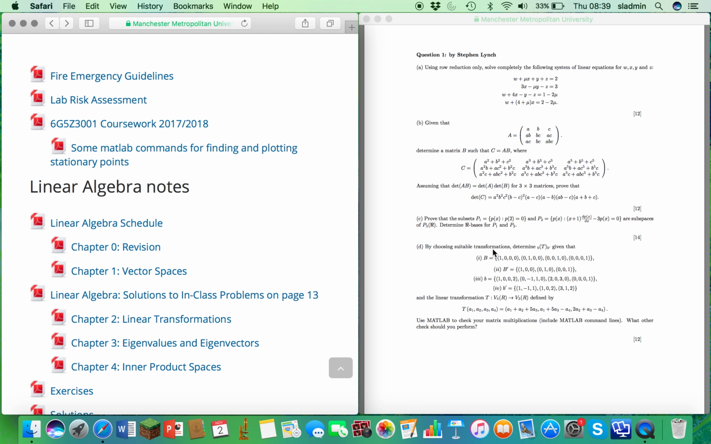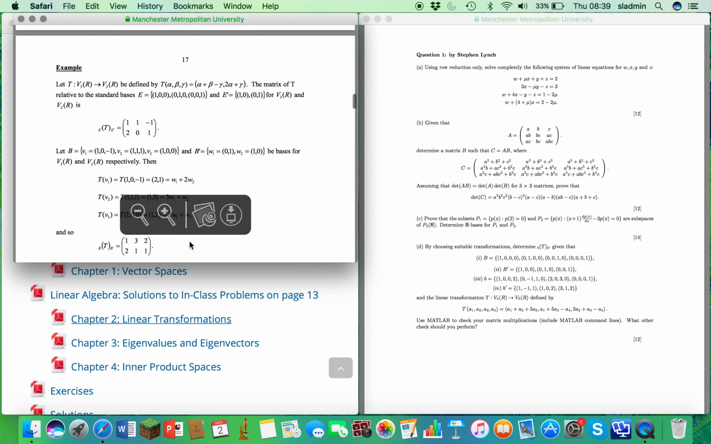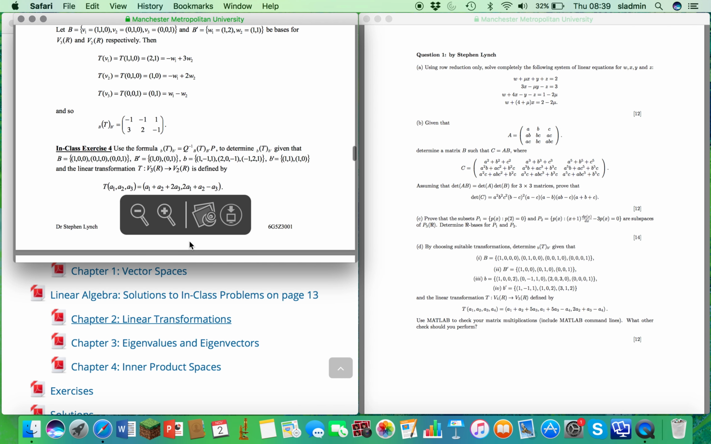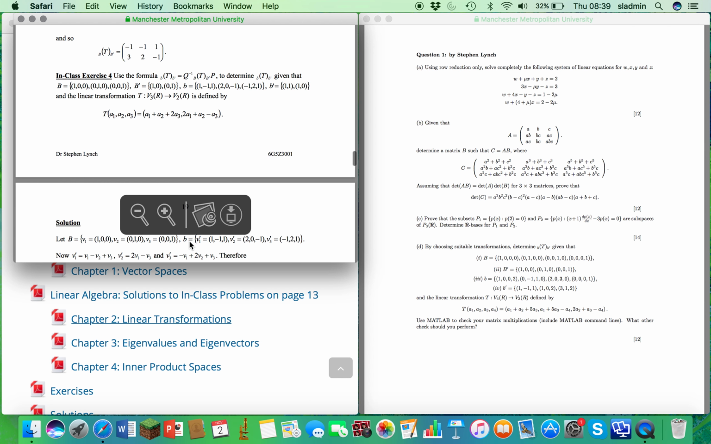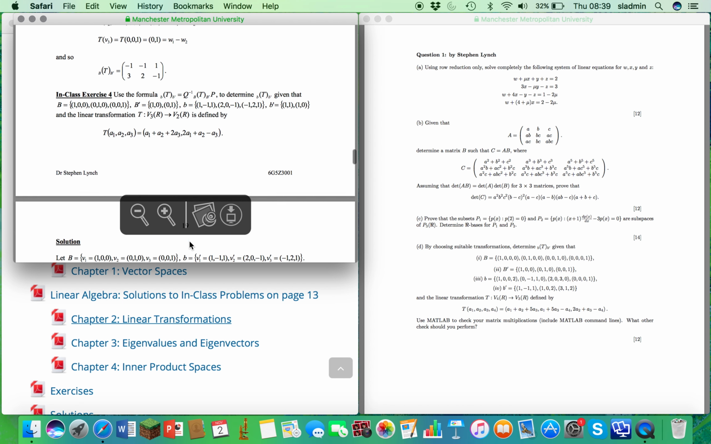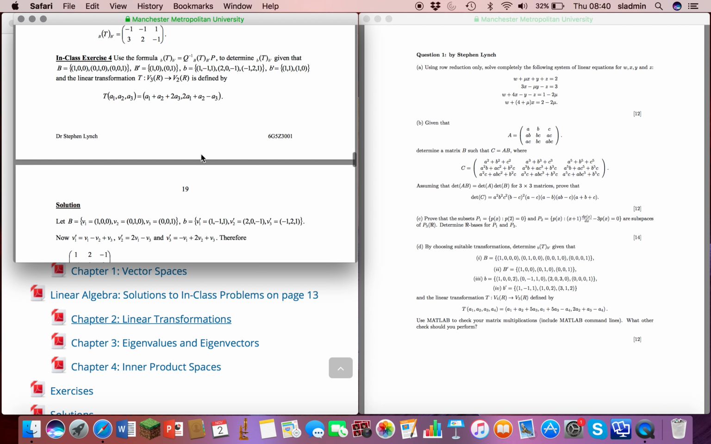We haven't yet completed the work for part D, but there is a similar example in chapter 2. And that is given on the bottom of page 18. So you'll see that there's a similar example which we will be going through in the next few weeks. So this in-class exercise 4 should help you with 1 part D.